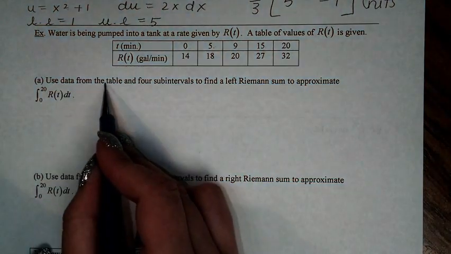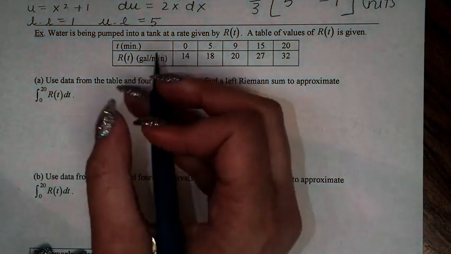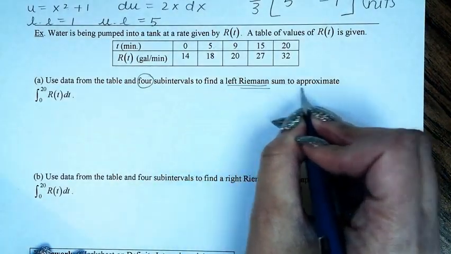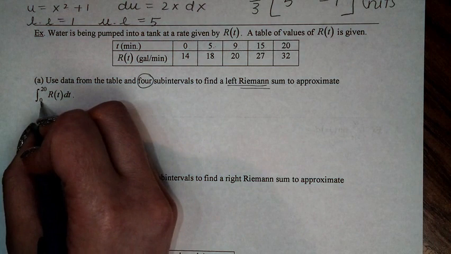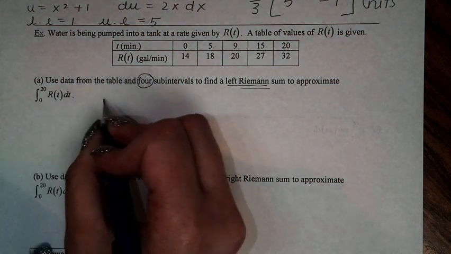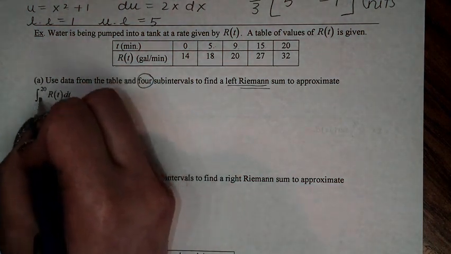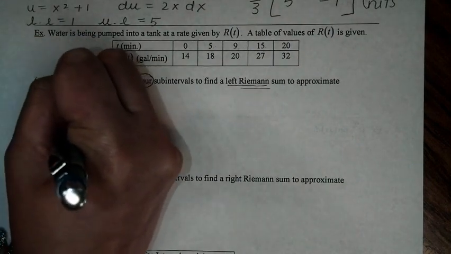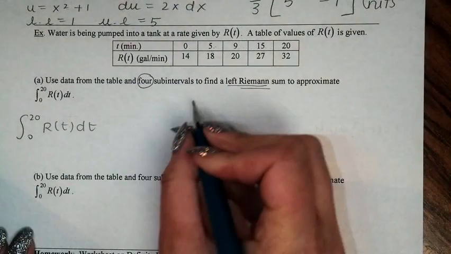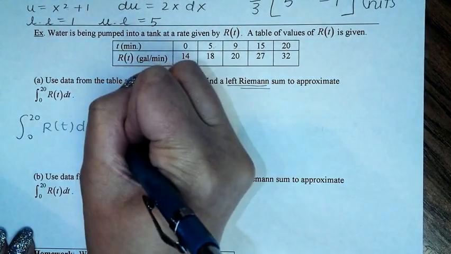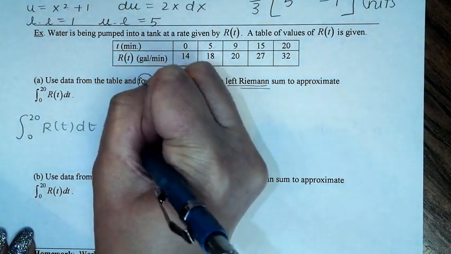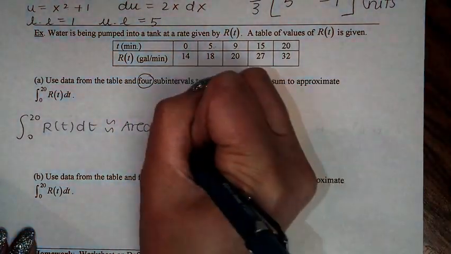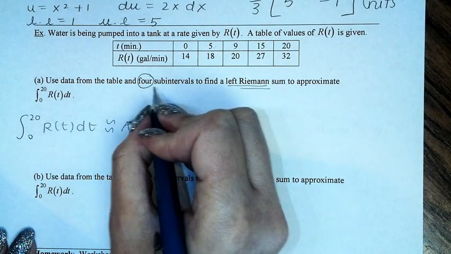Use data from the table and four intervals, so how many do they want? 4. To find the left Riemann sum to approximate the integral from 0 to 20 of R of t dt. So you can see that here the integral is pretty much the representation of the area. Since we don't have the equation here, your integral is going to be approximately the area of the left Riemann sum. How can we compute that? With the four intervals.